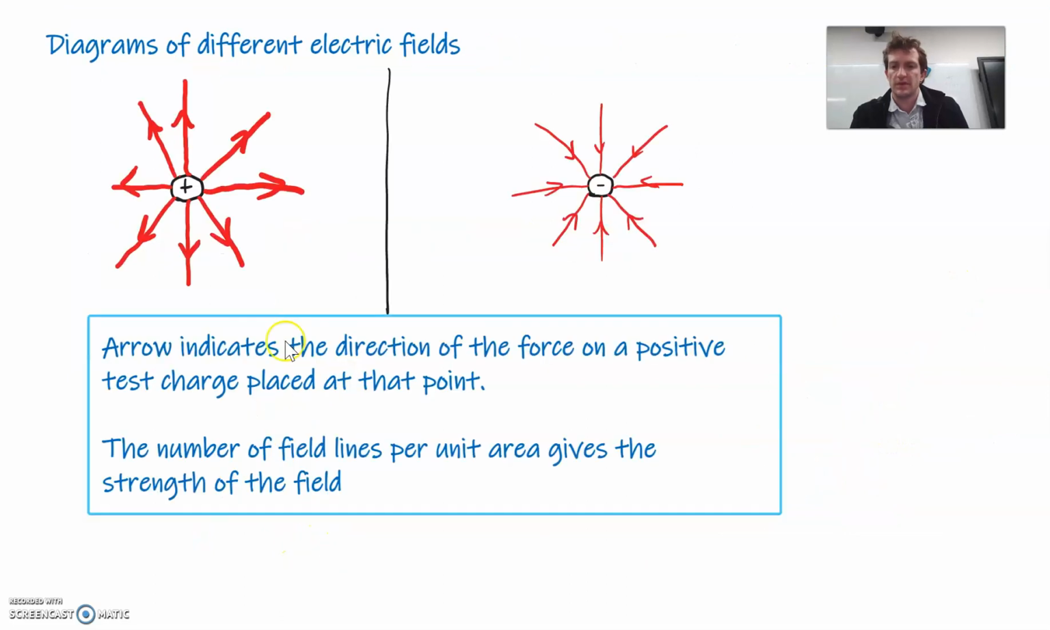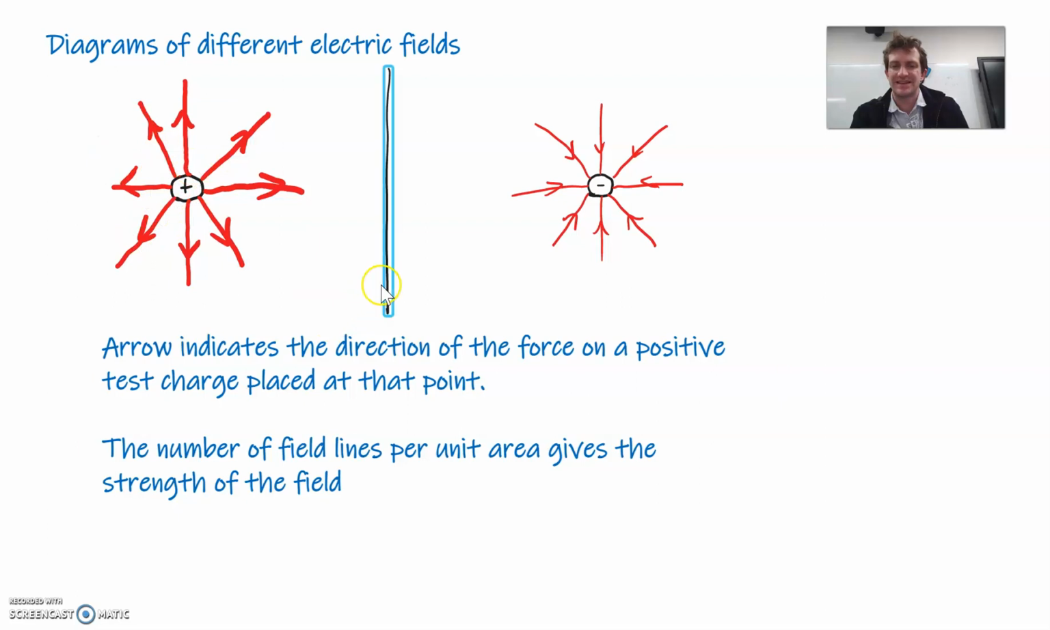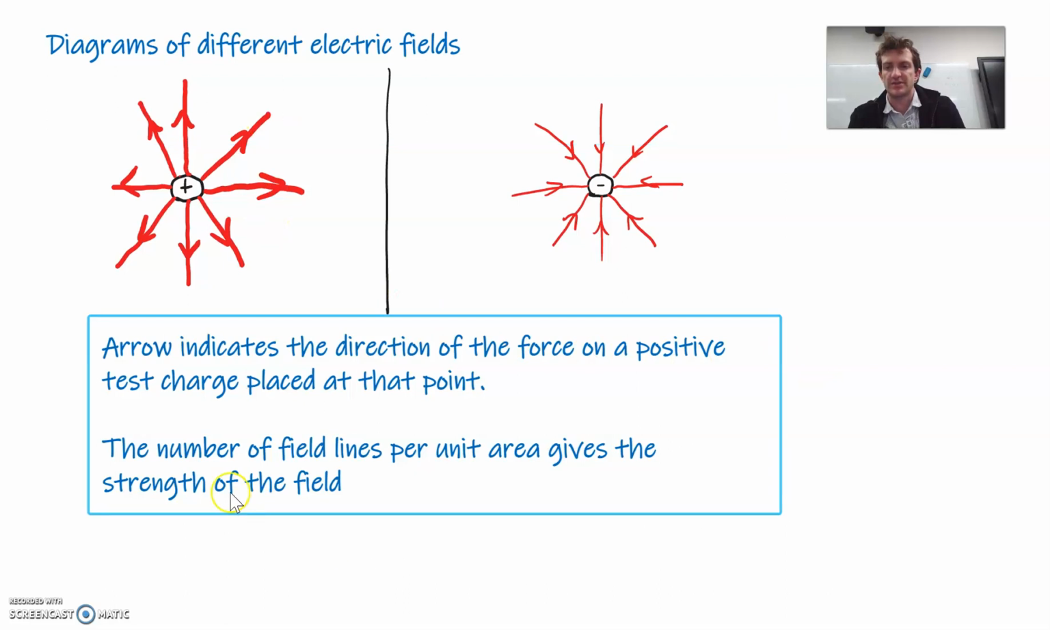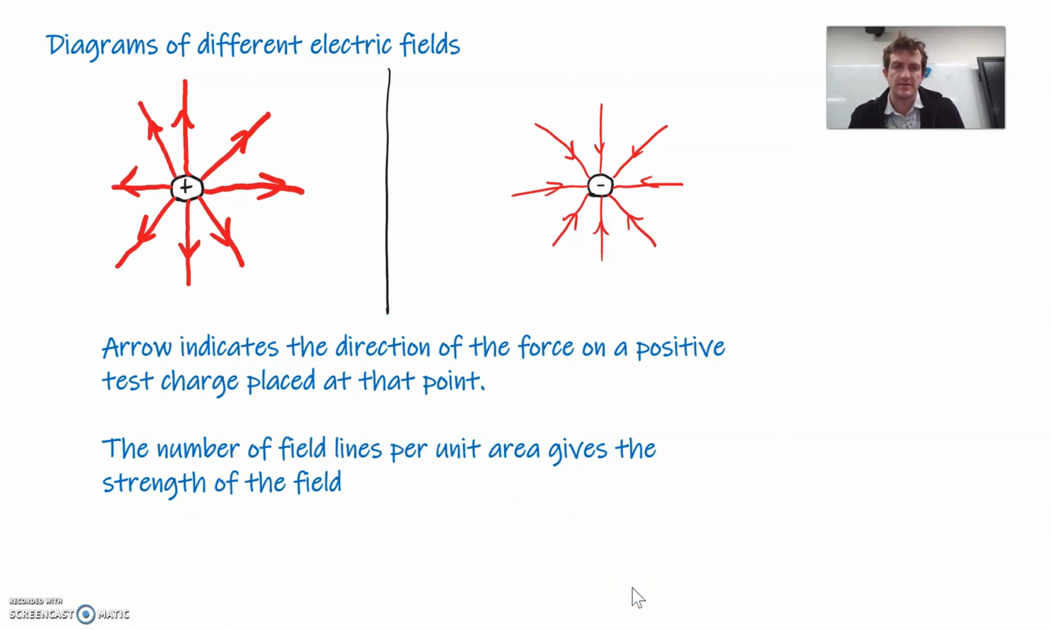So these field lines are important because they indicate direction and magnitude. The direction the arrows point tell you the direction that a positive charge is going to be forced. The number of field lines per unit area tell us the strength of the field, and that's true for any field. The strength is always given by the number of lines per unit area.